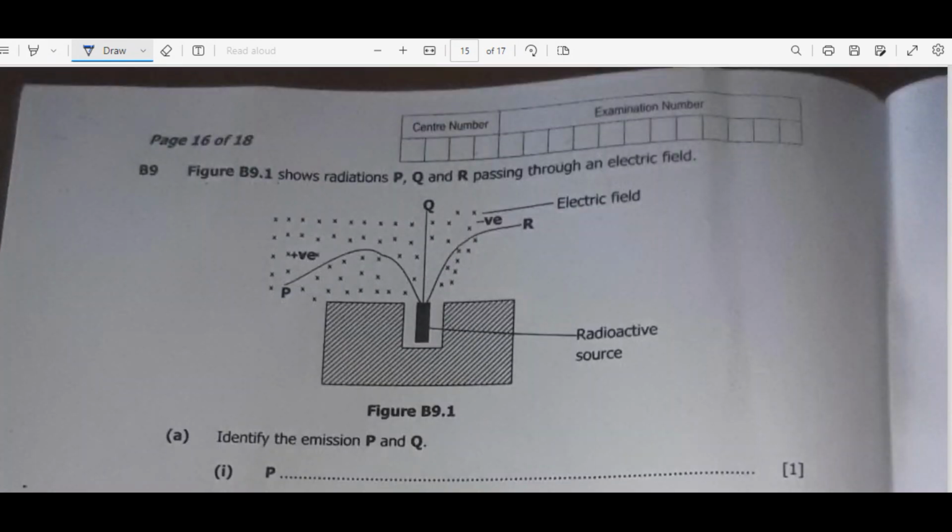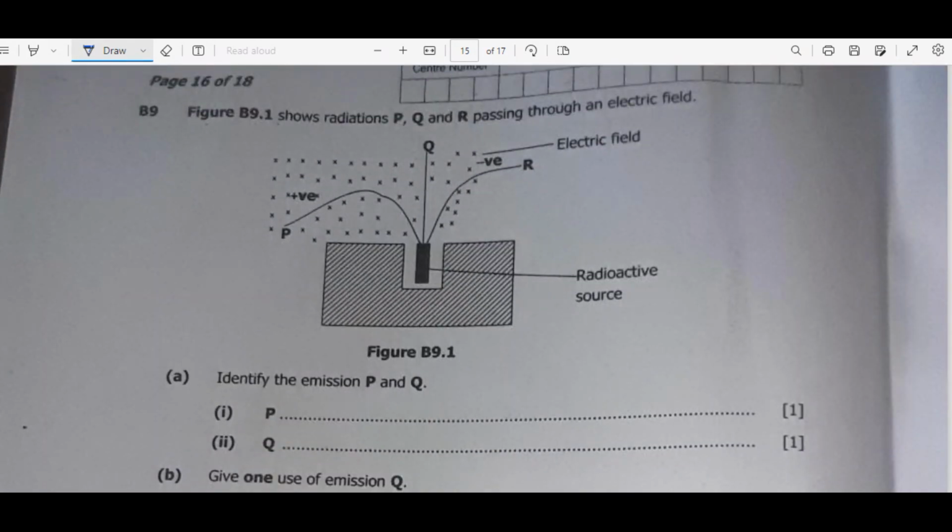Okay, now we move on to question 9. Figure B 9.1 shows radiations P, Q, and R passing through an electric field. Okay, so we have this field which is positive here. Then here we have negative. Then identify the emissions. P, which radiation must be deflected toward the positive terminal.